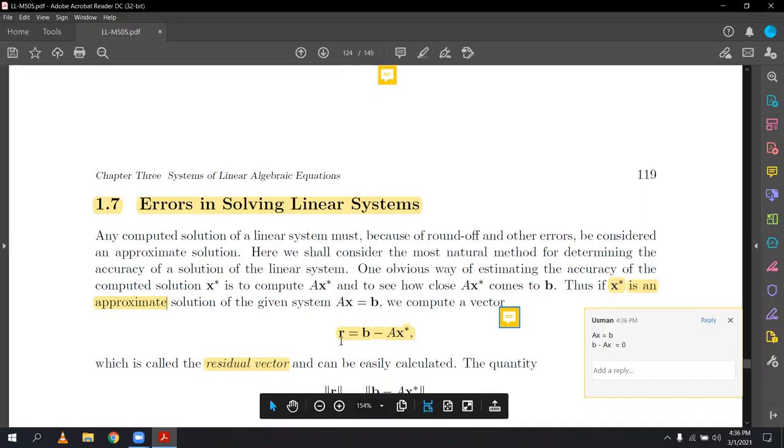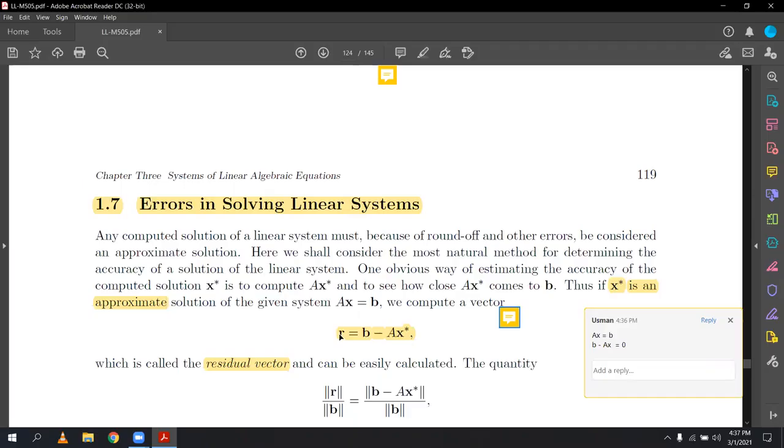What should your R be, please? If you compare with this equation, it should be 0. Not exactly 0, but very close to 0. Exactly 0 is only possible when we deal with the exact solution. Here we are dealing with the approximate.